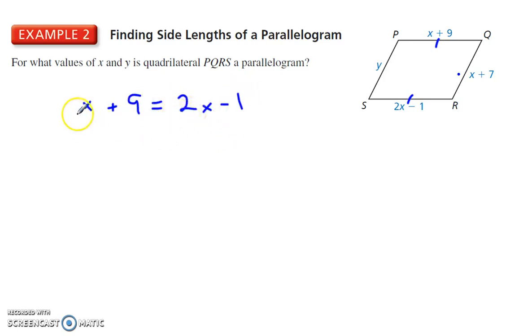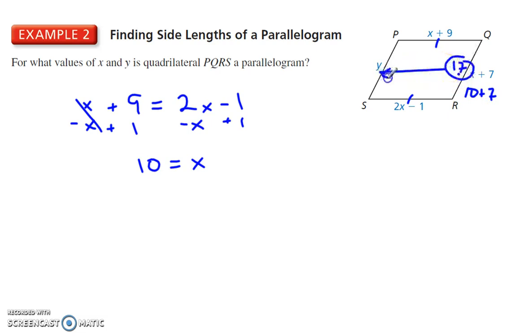Solve for x. Subtract x from each side, and that cancels out the x here. Add 1 to each side, and we get x is equal to 10. Now plug that in right here. We get 10 plus 7. This side is 17, which is the same as y. Therefore, y is 17.